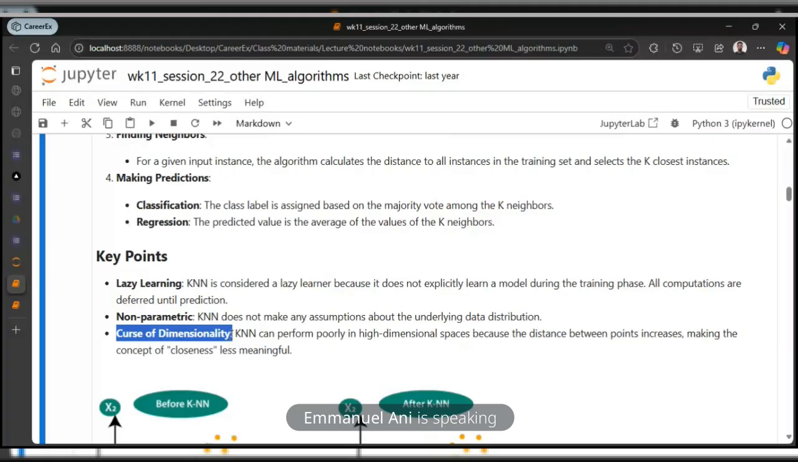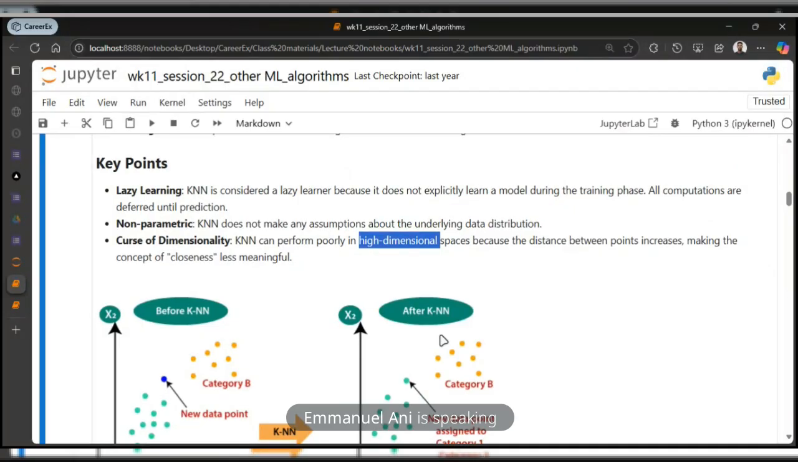KNN can perform poorly in high dimensional space. Whenever you hear anything like high dimensional or dimensions in machine learning, what we are referring to is the number of features. So when we say something is high dimensional, it basically means that it has a lot of features. Let's say that your particular data set has 100 features, which is actually possible. So it is high dimensional data.